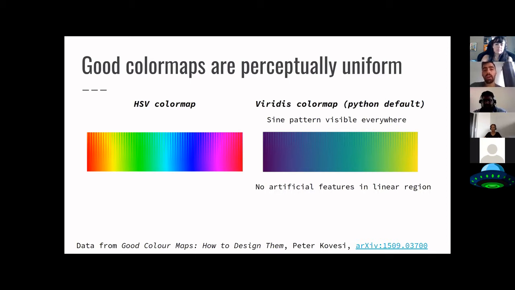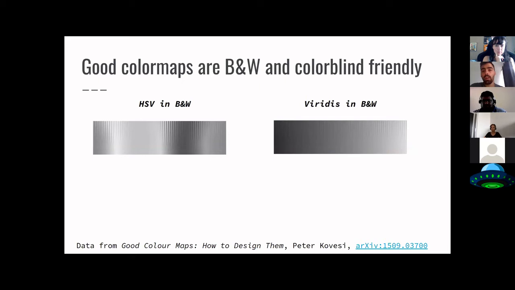This is a very important feature of good color maps: that they are perceptually uniform. Other features that are important for color maps is that they are, first of all, still legible when printed in black and white. Here I'm showing you both color maps in grayscale. And you see that the rainbow color map on the left is pretty much a mess. We really can't see the data well at all.